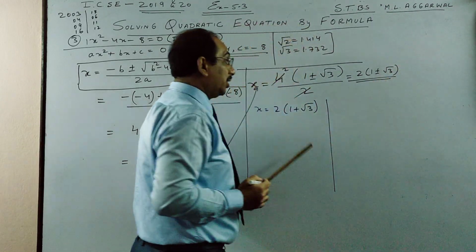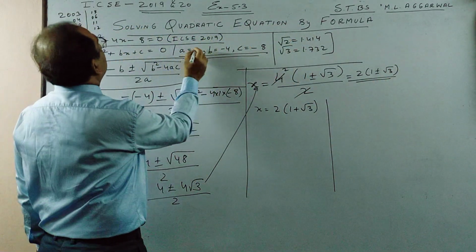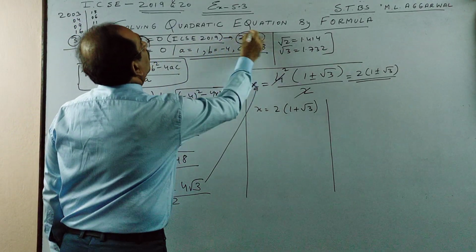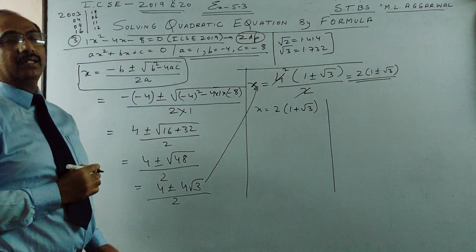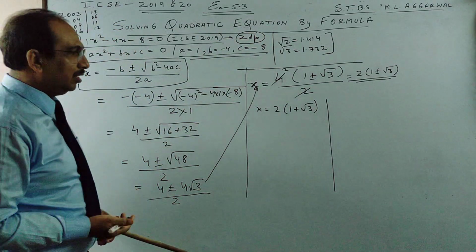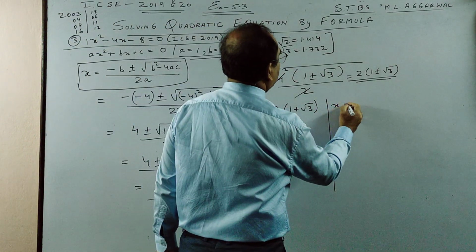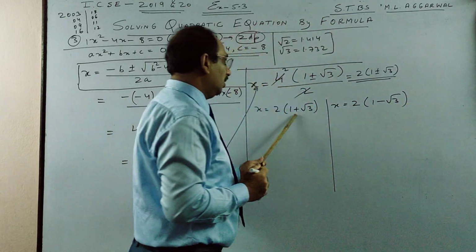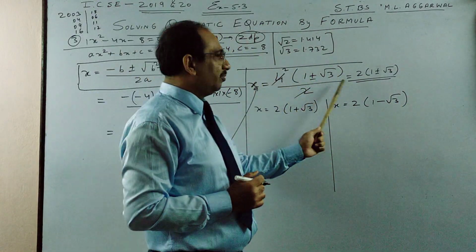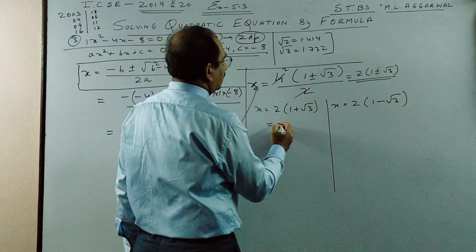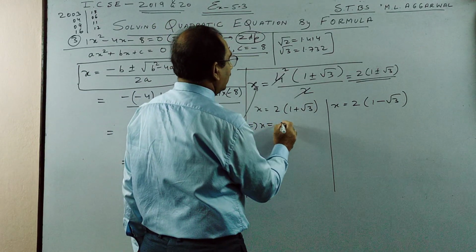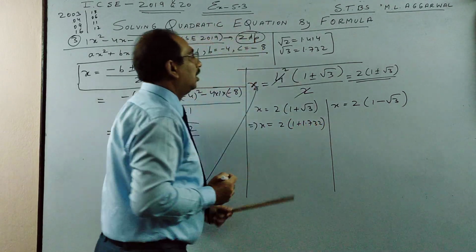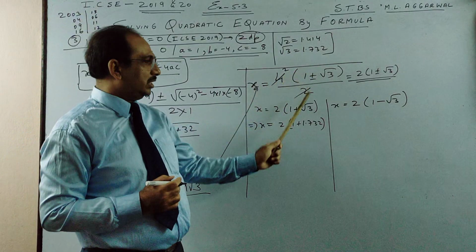This is my answer, but you have to find it to 2 decimal places. So generally our answer should be up to 2 decimal places, and there is something called significant figure which I will tell you later. So this is 2 times 1 minus root 3. So once I take plus and once I take minus. So I get x equals 2 times 1 plus 1.732. I substitute the value of root 3.